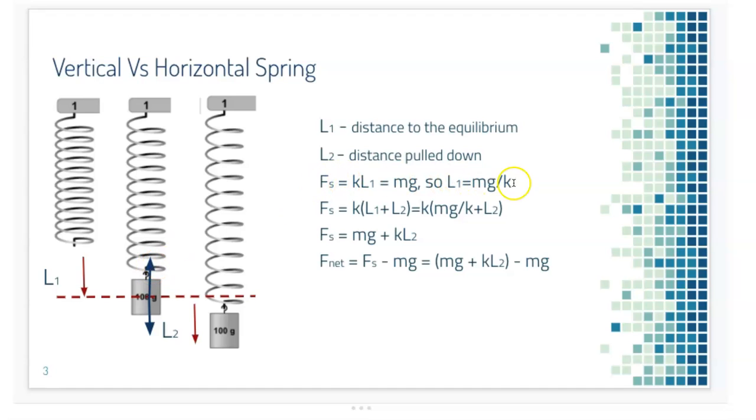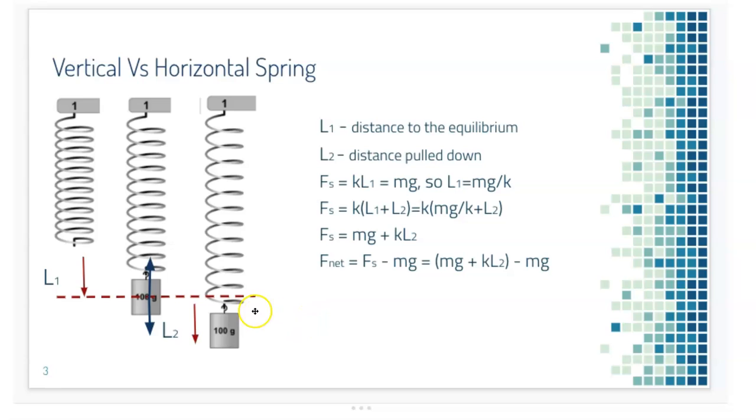We can write this equation. Force of the spring equals the spring constant multiplied by L1, which is the stretch distance from the unstretched spring, and it equals the force of gravity, mg. So the L1 distance is mg divided by the spring constant.